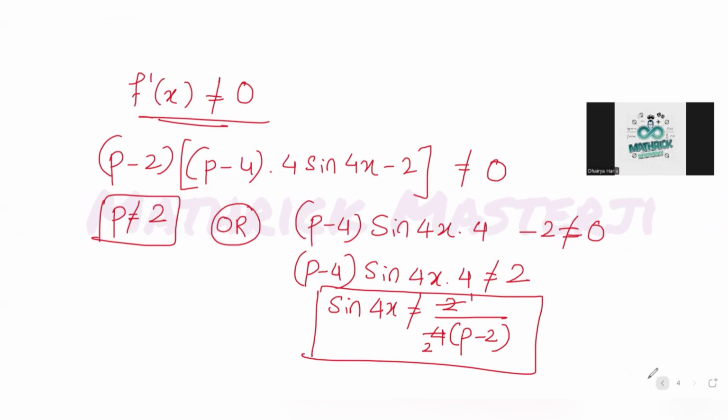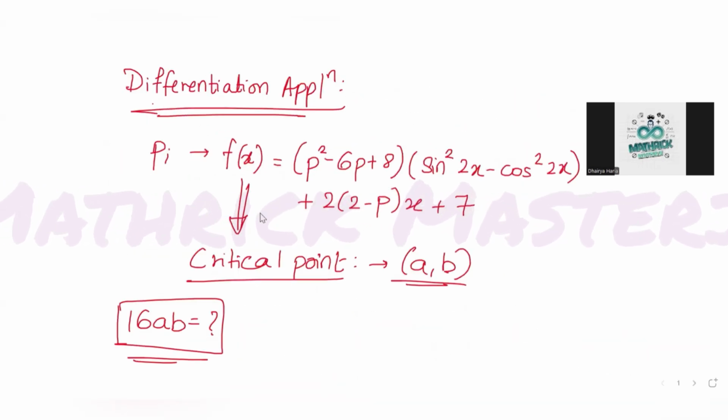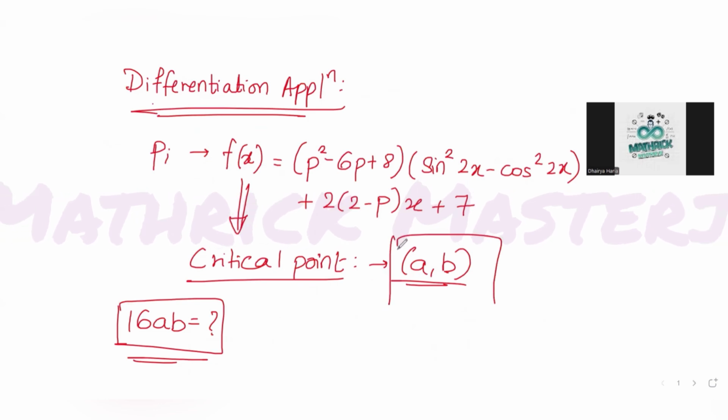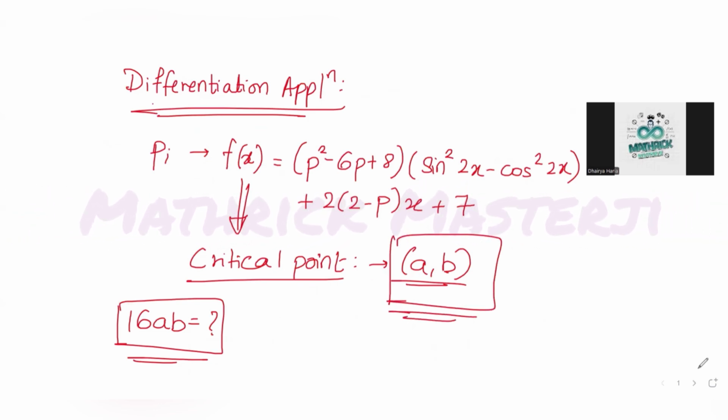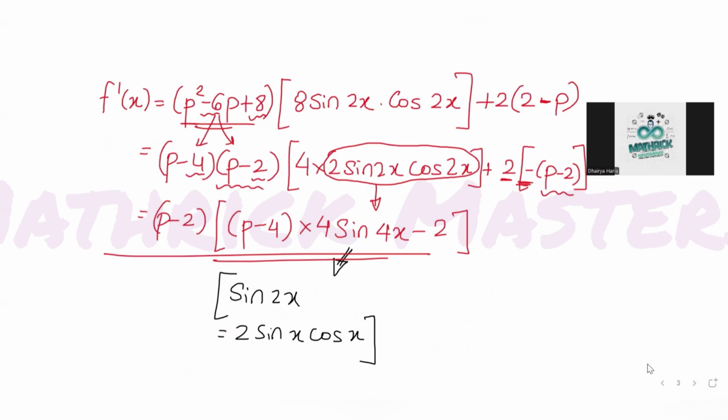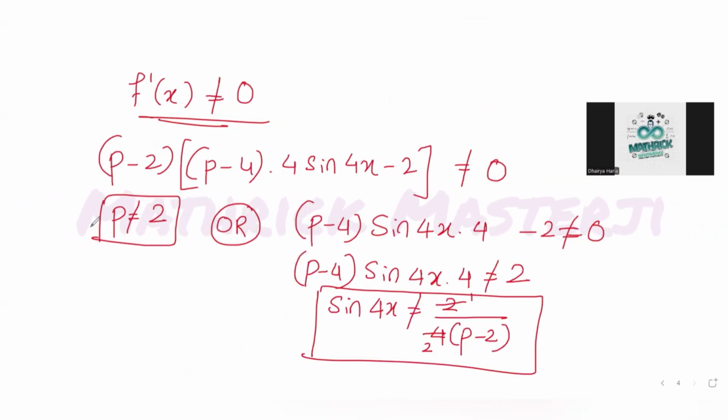But the question is telling me that the function does not have a critical point in the interval a comma b. So we want to find the interval a comma b. But the first condition, p not equal to 2, does not help me with that. So that is of no use to me. I have to basically simplify this.